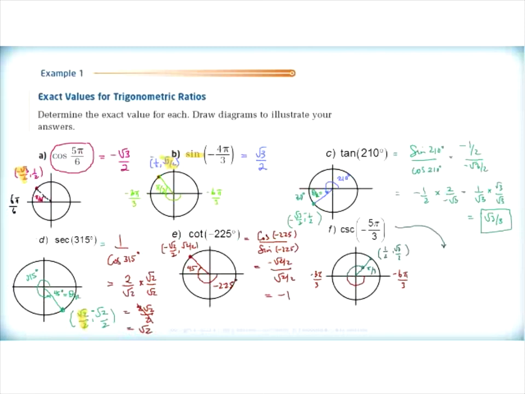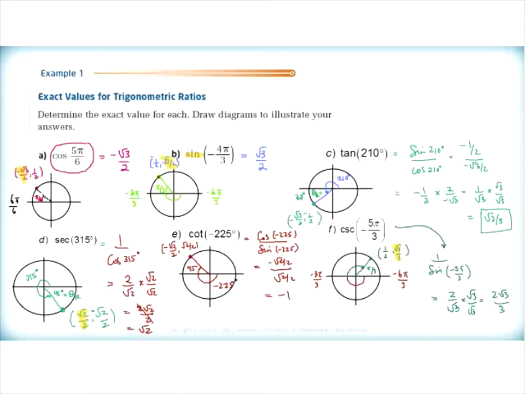Cosecant is 1 over sine. So I'm looking for the 1 over the sine of negative 5 pi over 3. The sine of negative 5 pi over 3, sorry, sine is going to be root 3 over 2. So the reciprocal of that would be 2 over root 3. Of course, I don't leave a radical in the denominator, so I'll multiply by root 3 over root 3, and I get 2 root 3 over 3. And there's my answer for the cosecant of negative 5 pi over 3.